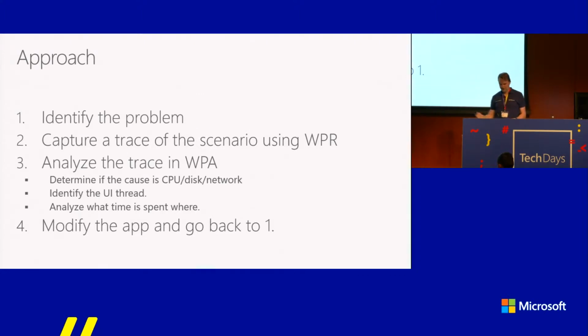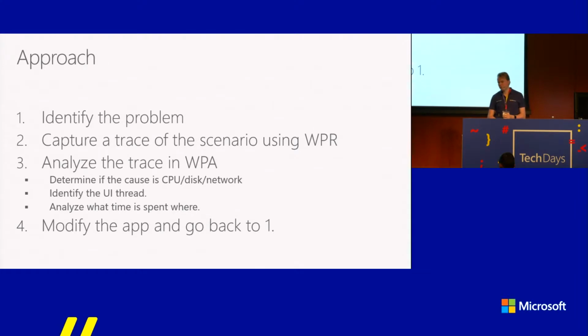And then we take that trace, generally to a different machine. We put it on a fast dev machine and we analyze the trace in WPA. We want to determine what the cause of the problem is. Is it CPU? Is it disk? Are we using too much memory? Is it a network bound problem?